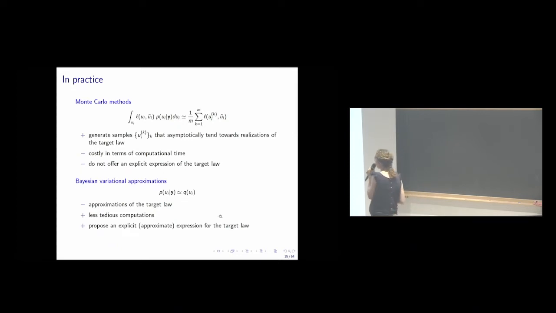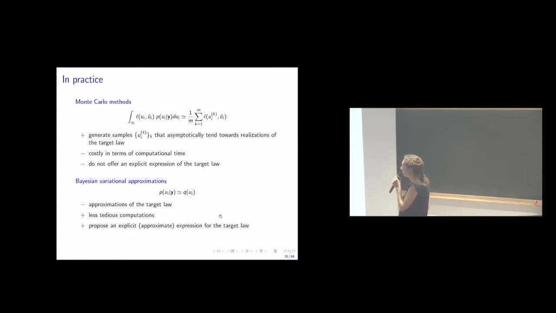These methods are very old, actually. And this is why, in my opinion, the Bayesian framework has not known the success that it should have: these methods are very costly in terms of computational time, and they do not offer any explicit expression of the posterior distribution. So it works, but it needs some computational resources that maybe you don't have.